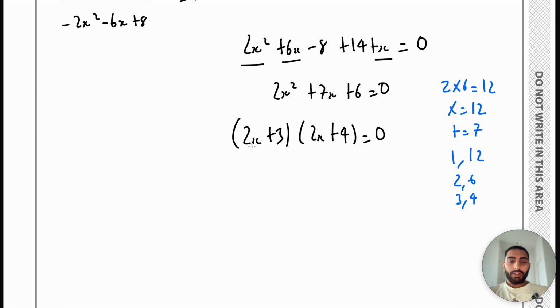You might be thinking, if I expand this out, I've got 2x times 2x, which would give me 4x squared, but I only want 2x squared. So I need to simplify this one. I'm going to divide it by a common factor. Both of these divide by 2. So this one stays the same as 2x plus 3, and this one, dividing it by 2, would be x plus 2 is equal to 0.